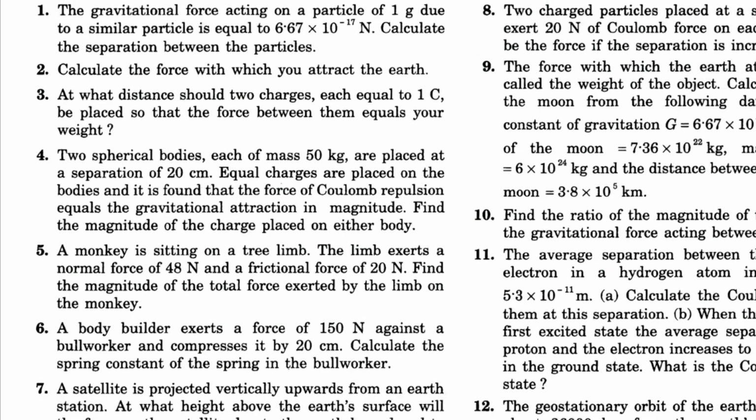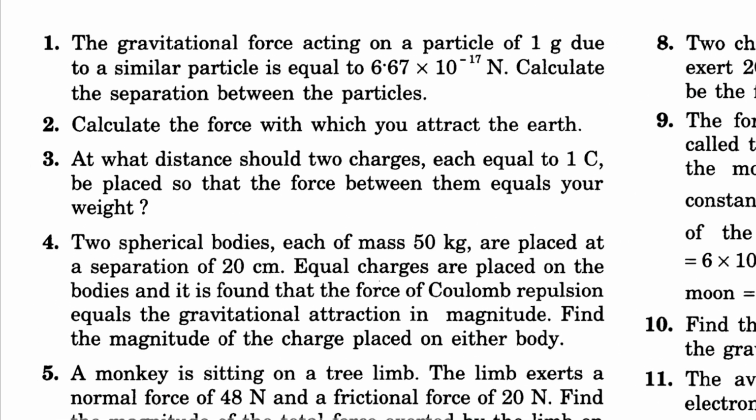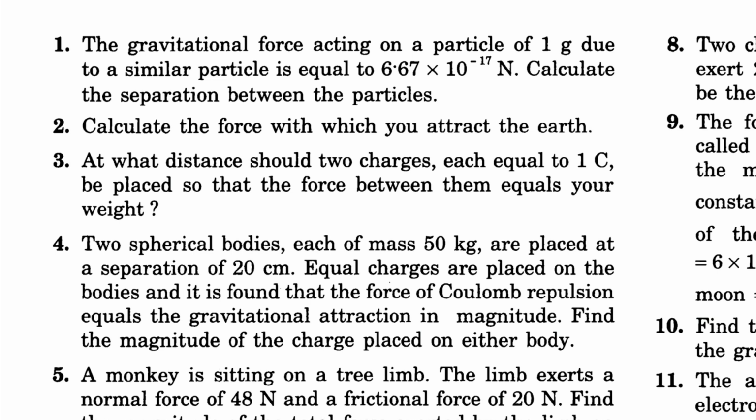The first question is that the gravitational force acting on a particle of 1 gram is due to a similar particle. So we have two particles each of 1 gram. The gravitational force between them is 6.67 into 10 to the power minus 17 Newton. So we have to find the distance between the particles.